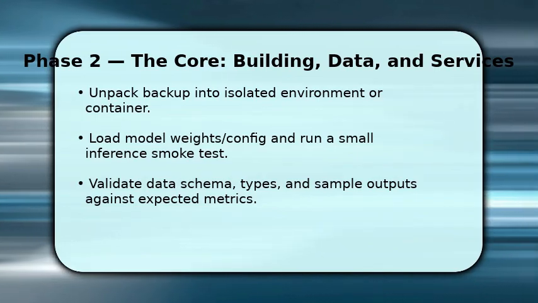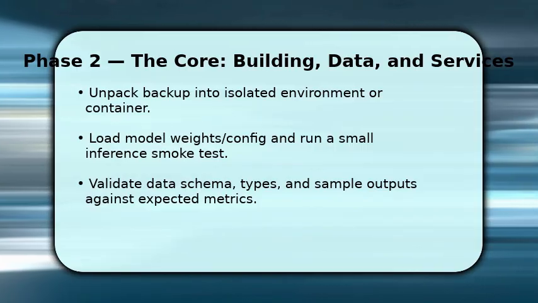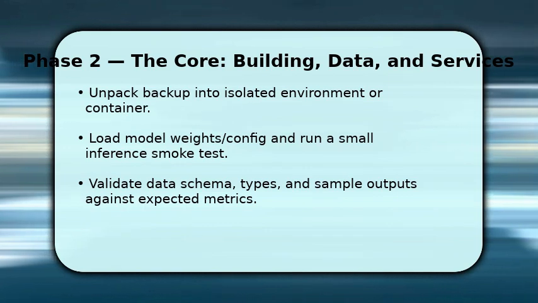Next, load model weights and configuration, then run a quick inference smoke test on a known sample. This confirms the model loads and executes. After that, validate the data schema and types, comparing sample outputs to expected ranges or metrics. If outputs differ, check dependency versions, random seeds, and normalization steps, because those commonly cause discrepancies during restoration.